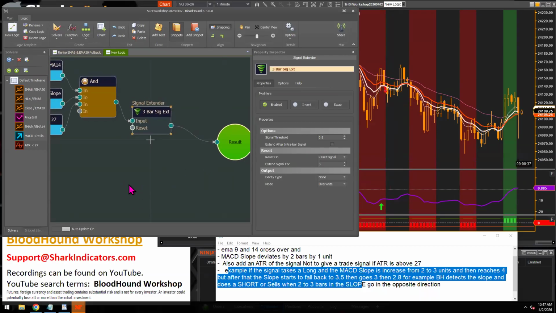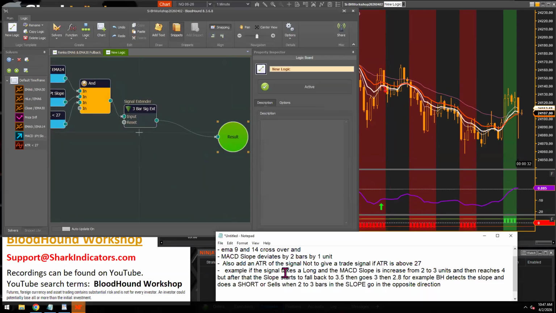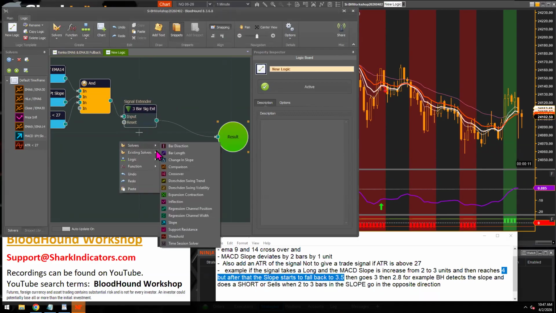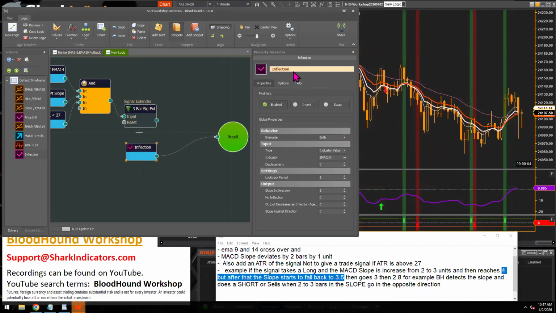Okay, so next we need to identify when that MACD does roll over or reverses directions. So when it goes from 4 to 3, or 3.5 to 3. Well, actually just from 4 to 3. So that is a job for the inflection solver. We want to know when that MACD reverses directions.